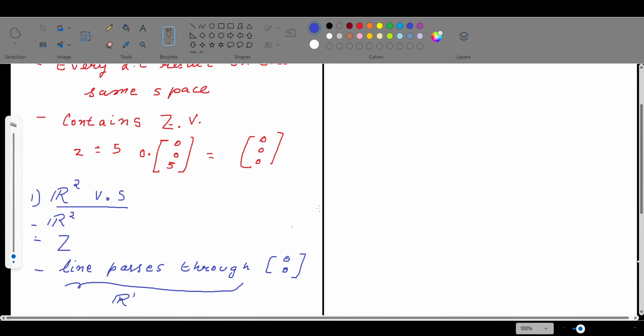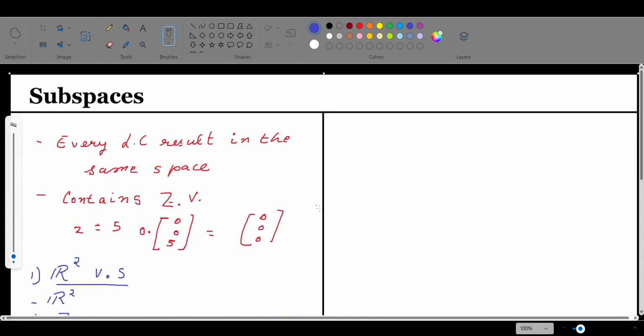Now, the next example I wanted to talk to you about is the R3 space. Any guesses? Take a break, take a pause, think about it. What all subspaces would R3 have? You can write them down in the comment section if you've paused it and thought about it. But I'll continue with the answer. The answer is number 1, R3 itself. Number 2, Z again.